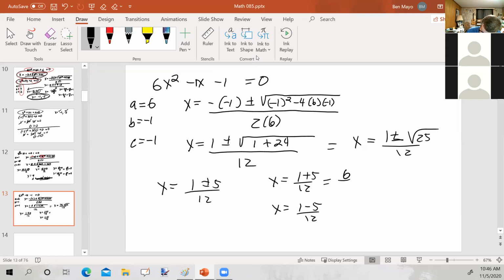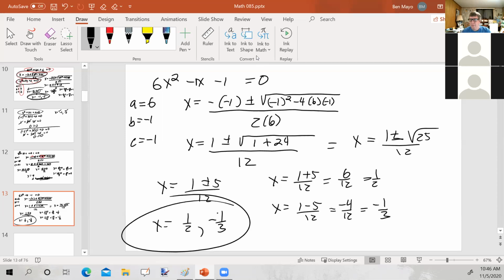1 plus 5 is 6. 6 over 12 is a half. 1 minus 5 is -4. -4 over 12 is -1/3. So x equals 1/2 and -1/3. All righty.